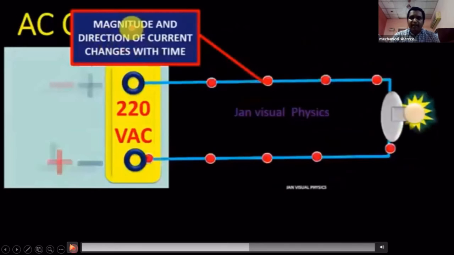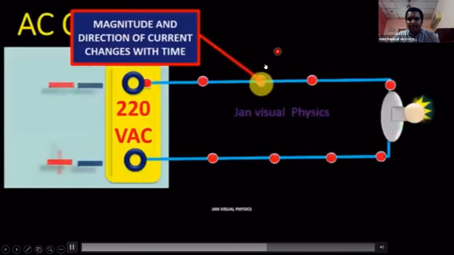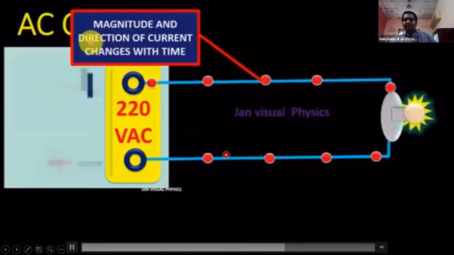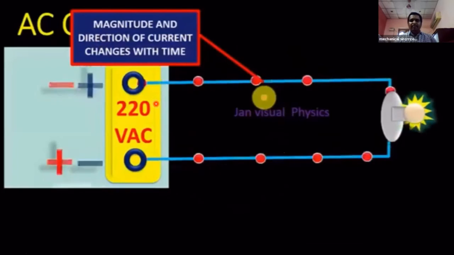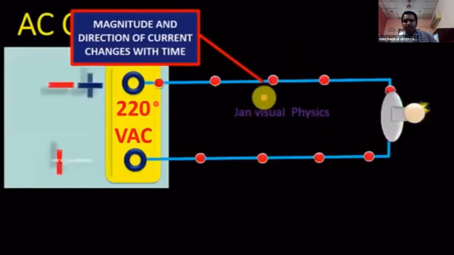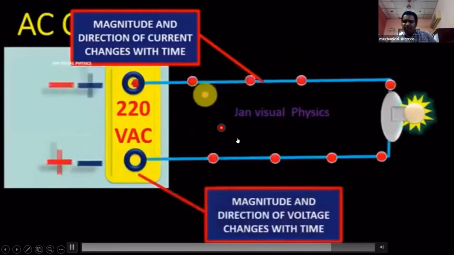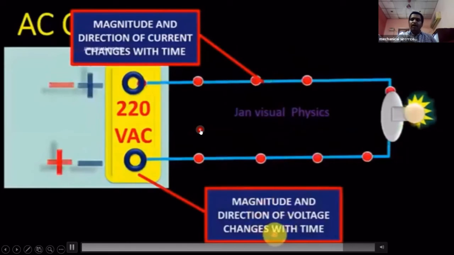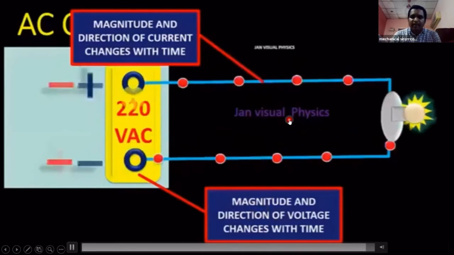For every 180 degrees, the direction is changing. For 180 degrees, it is moving in this direction. Next 180 degrees, it is moving in the reverse direction. It means the direction of current changes for every half cycle. For the rotation of 180 degrees, it is in this direction, for the next 180, in this direction. It is continuously alternating these directions. This is called AC current.